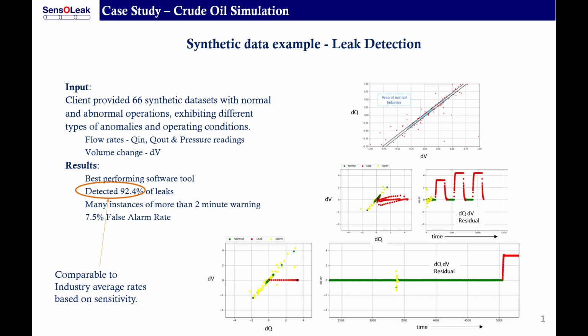This is from a crude oil client of ours, and they provided us with a number of different synthetic data sets, included both nominal and abnormal operating conditions for this pipeline. And they provided just the SCADA data, no engineering data. And really what that does for us is that it does not allow us to get to the same performance metrics that we would like. So you'll see here our detection percentage is not quite as high as we'd like, and our false alarm rate is a little higher than we'd like as well.